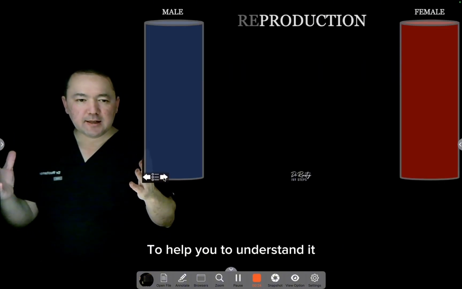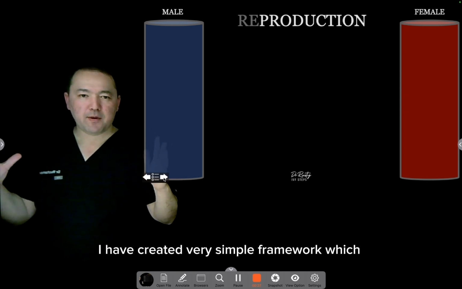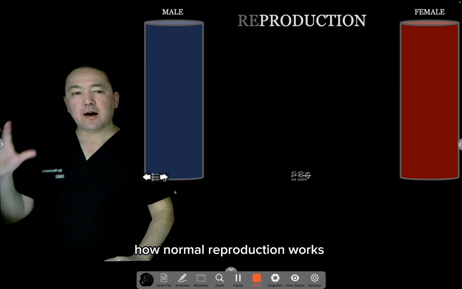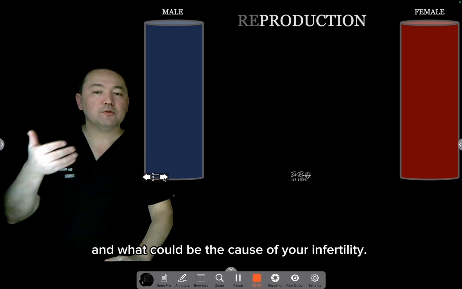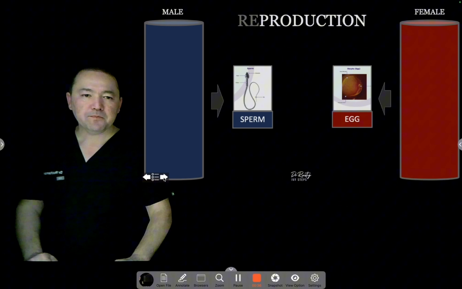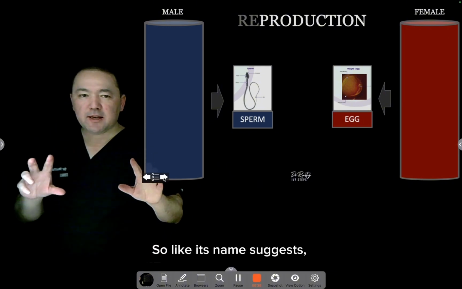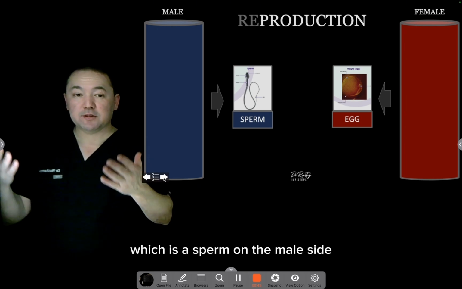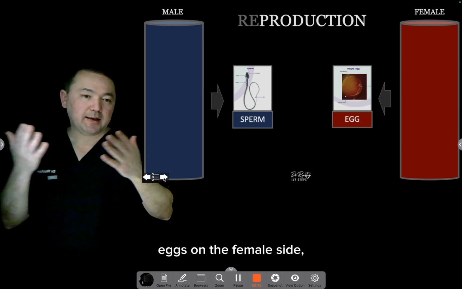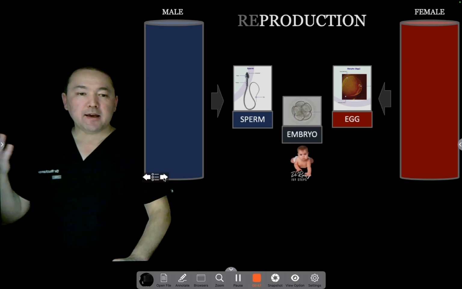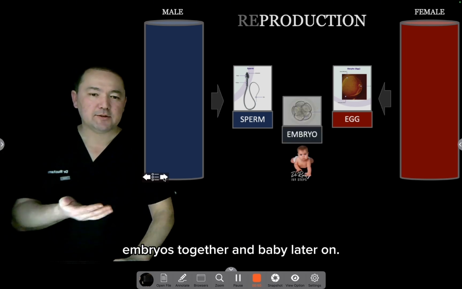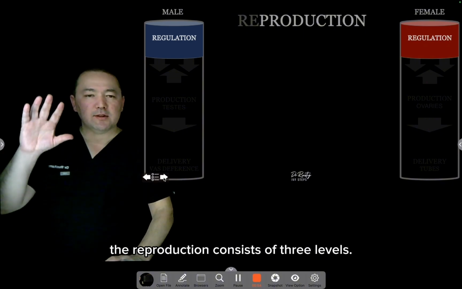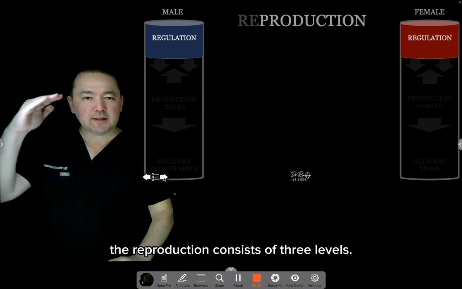To help you to understand, I have created a very simple framework which really helps you to get your head around how normal reproduction works and what could be the cause of your infertility. So, like its name suggests, reproduction involves production of a product, which is a sperm on the male side, eggs on the female side, embryos together, and baby later on. Like any production line, reproduction consists of 3 levels.